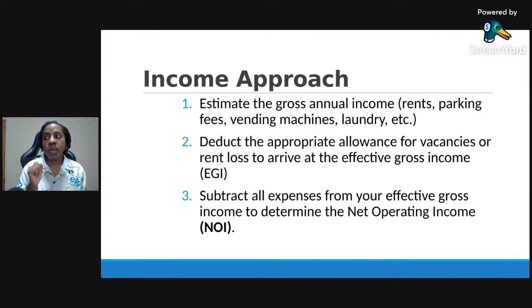Then step two is we always deduct for vacancies. Now, this is a conservative way of figuring out our income because over time, your rental property will, for the most part, not be 100% occupied. So you want to figure out, okay, what's my vacancy rate? And some people do 4%, some people do 6%, 7%. So investors just pick a number. Okay. So they deduct the allowance for vacancies from their gross income, and that gives them the effective gross income. I have an example shortly, so I'll walk you through a quick example.